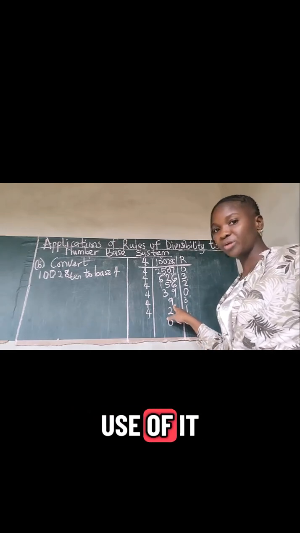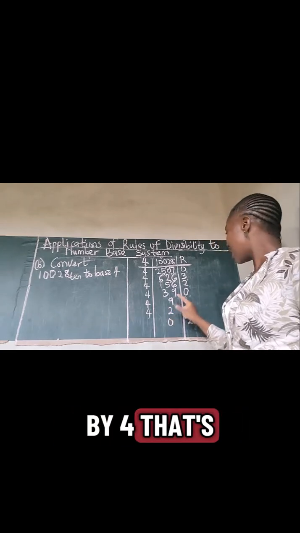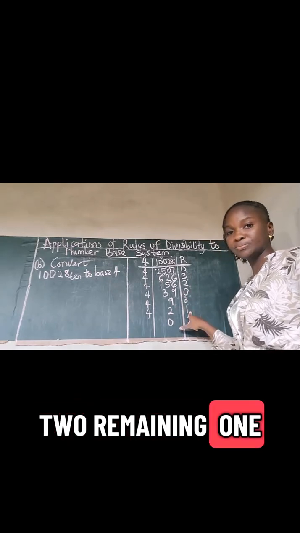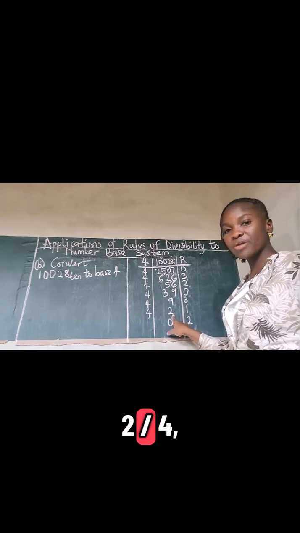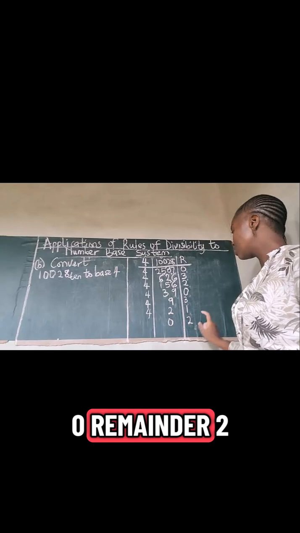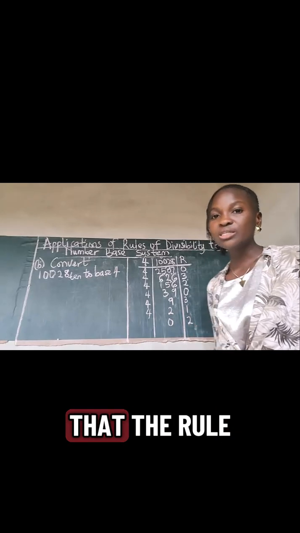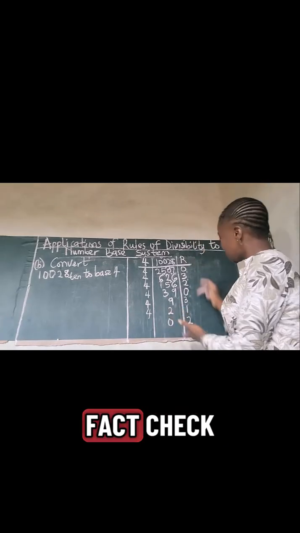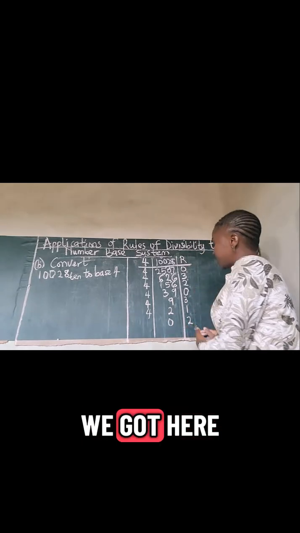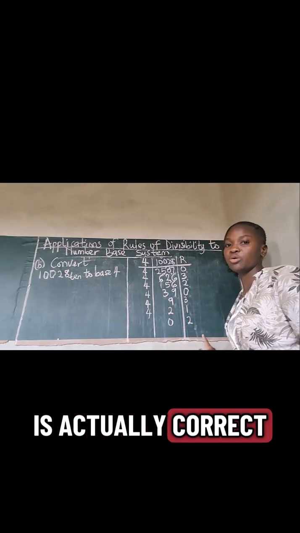So you have 9 here, which is the only digit. So let's make use of it. That's 9 divided by 4, that's 2 remainder 1. So you have 2 here remaining. 2 divided by 4, 0 remainder 2. So you will see that the rule of divisibility for 4 has helped us to fact check that the answers we got here are actually correct.